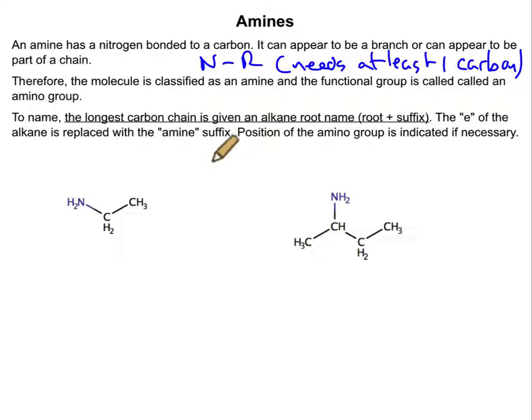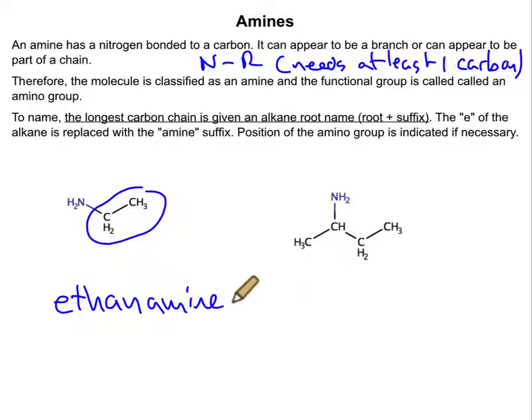Once again, if we're looking to name it, we recognize the longest chain, which is in this case an eth, and so we just add an eth prefix. We take off the E of ethane and we add amine, ethanamine. In this case, we have a butane root name, but on carbon 2 is my amino group, so this is going to be 2-butanamine, amino group on carbon 2.